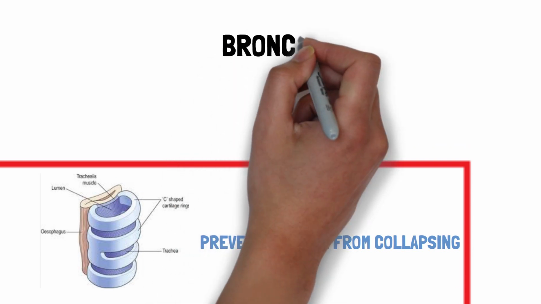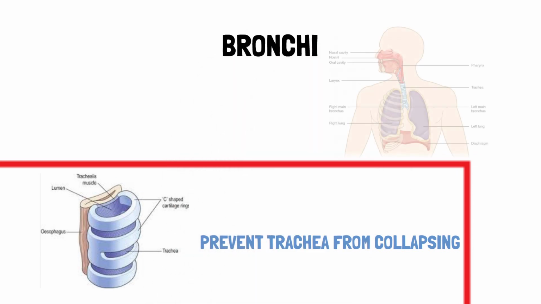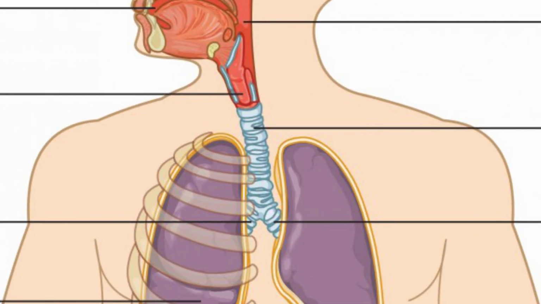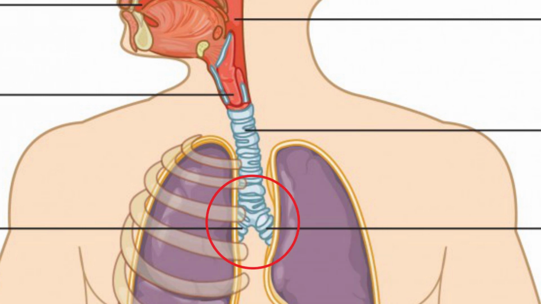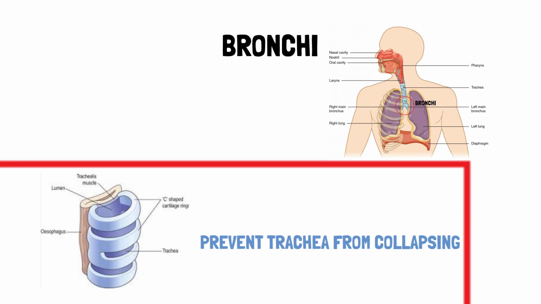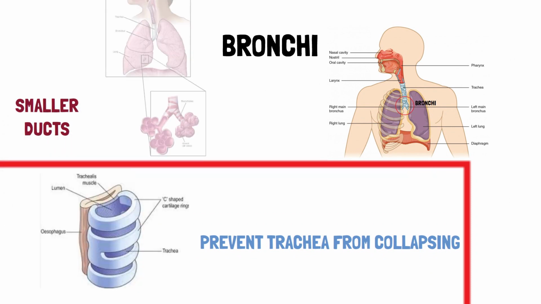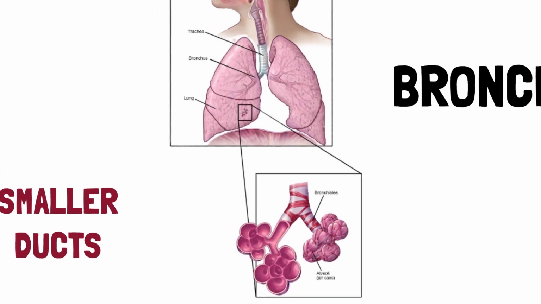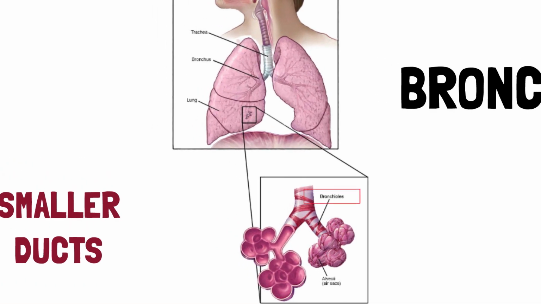Now what are bronchi? The trachea in the center of the thorax bifurcates into two smaller ducts or bronchi. Each bronchus also has C-shaped cartilaginous rings. The bronchus of each side enters the respective lung. As soon as it enters the lung, it breaks up into many smaller ducts or bronchioles. Now what is a bronchiole? Each bronchiole is a very thin tube that opens into air sacs or alveoli.